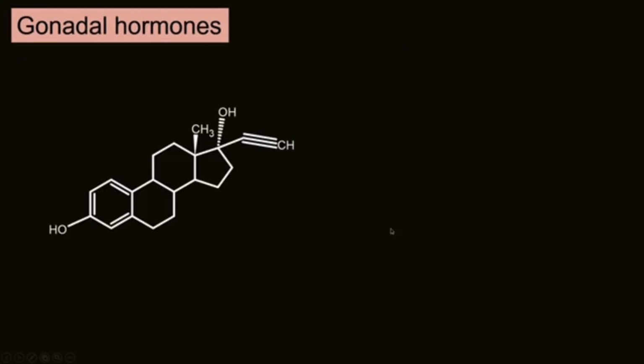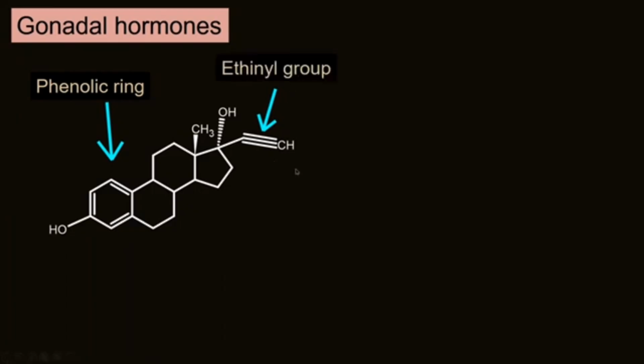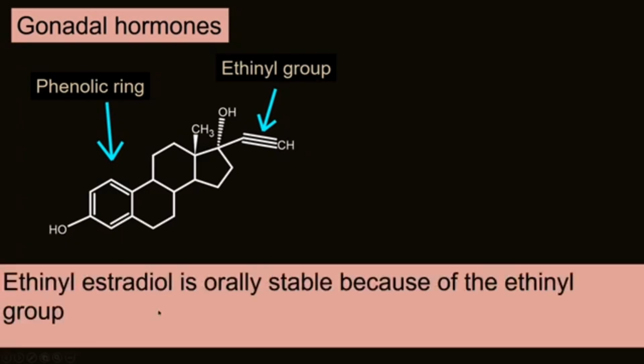Next, gonadal hormones, the best example are estrogens. Estrogen contains a phenolic ring, and the synthetic estrogen, also known as ethinyl estradiol, contains an ethinyl group. This ethinyl group makes synthetic ethinyl estradiol a more orally stable drug. That means oral preparations, that means oral contraceptives. Most of them are made with ethinyl estradiol, the synthetic estrogen hormone, because you attach this ethinyl group. Whereas natural estrogen does not contain it, it just has a simple hydroxyl group here.